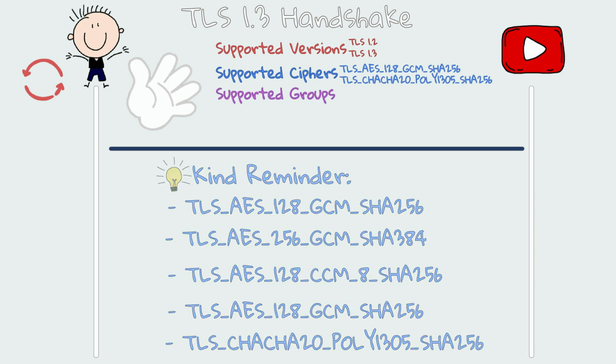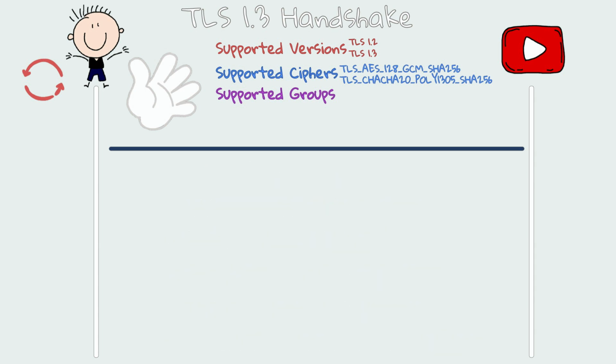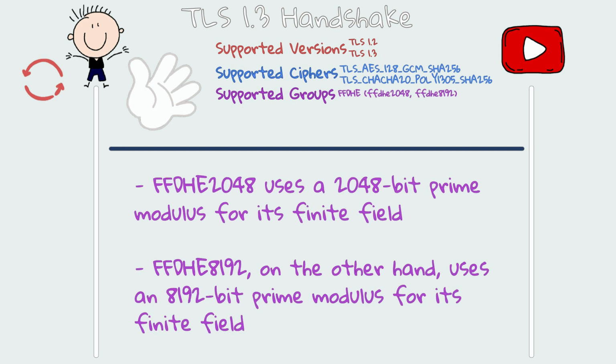Next, we have supported groups, which is a list of valid parameters used for key exchange, whether we use Diffie-Hellman or elliptic curve Diffie-Hellman. These valid parameters can be of two types. First, finite field groups for Diffie-Hellman ephemeral. Those are predefined sets of parameters which can be used for Diffie-Hellman. Next, we have elliptic curve groups, which are used obviously for elliptic curve Diffie-Hellman.